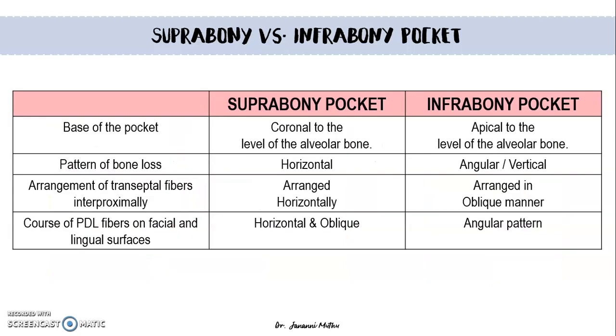To summarize the features of supra and infrabony pockets, in suprabony pocket, the base of the pocket will be coronal to the crest of the alveolar bone, whereas in the infrabony pocket, the base of the pocket will be apical to the crest of the alveolar bone. In the suprabony pocket, the pattern of bone loss will be horizontal, and in infrabony it will be angular or vertical. Interproximally, in suprabony pocket, the transseptal fibers are arranged horizontally, and in the infrabony pocket, they are arranged in an oblique manner. On the facial and lingual surfaces, the course of PDL is horizontal and oblique in suprabony pocket, whereas it has an angular pattern in the infrabony pocket.